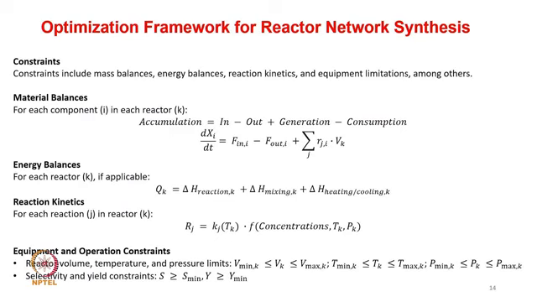In addition to that, you will have constraints on operations. For instance, for the volume of the reactor, you can have a minimum volume and a maximum volume, because you cannot make a reactor that is infinitely big.